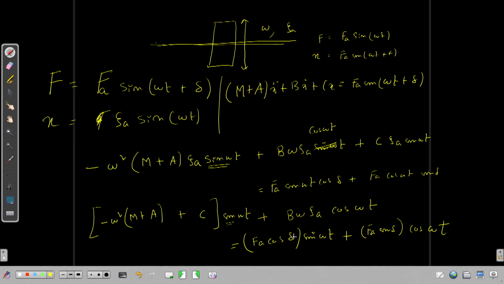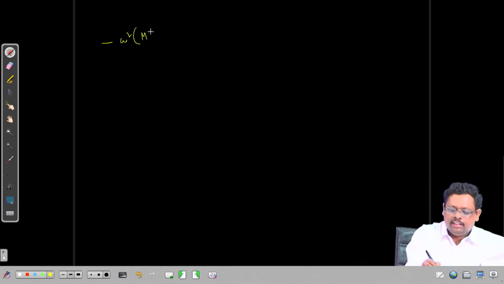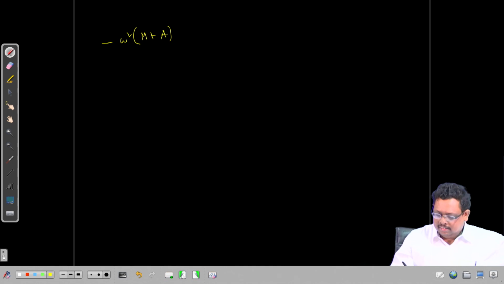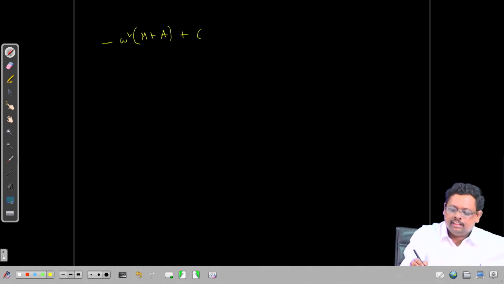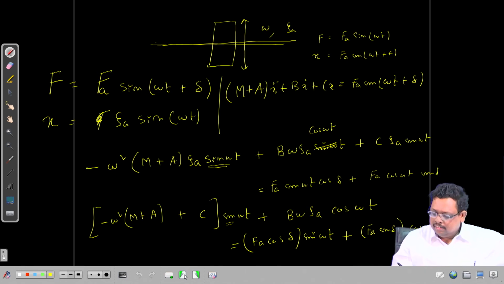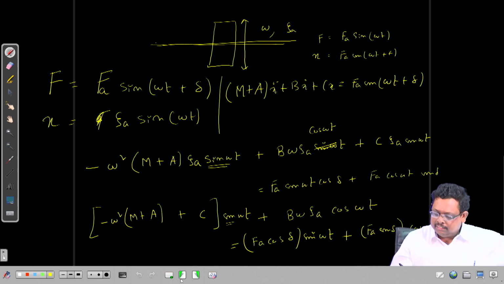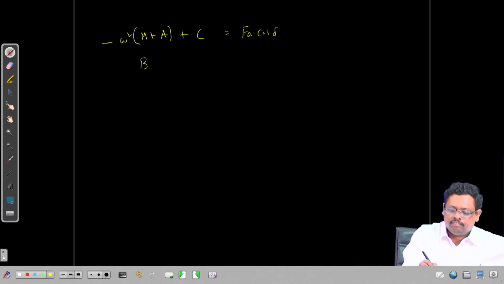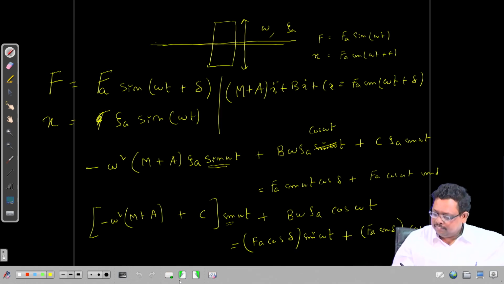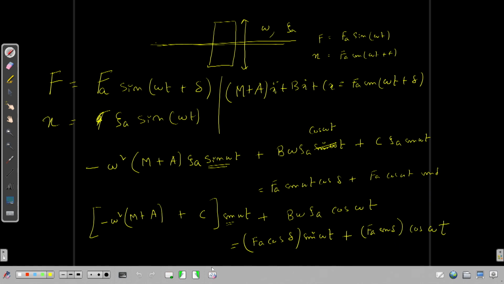Now, as I said, this is very easy. Just compare the sin omega t term. So, we will get minus omega square into (m plus a) plus c, multiplied by xi_a, equals f_a cos delta. And if you look at the cos term, it is b omega xi_a equal to f_a sin delta.